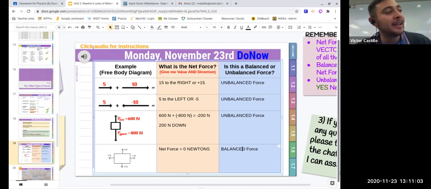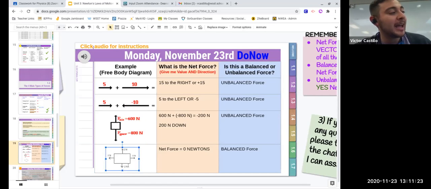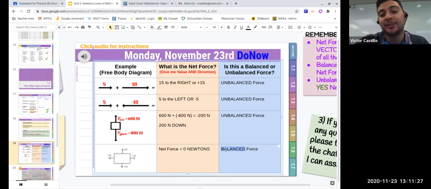And yes, the 800 is negative because it's going down. Remember what we learned with vectors? If it's going down or going left, it's considered negative. If it's going right or going up, it's considered positive. So it's negative 800 because it's facing down. Okay? And since this is balanced, it has 0 newtons of net force. It's balanced because all the sides are equal.